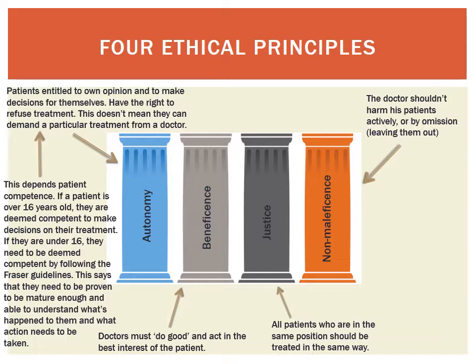If a patient is over 16 years old, they're deemed competent to make decisions about their own treatment unless proven otherwise, say like someone is disabled and can't make decisions for themselves. However, if they're under 16, they need to be deemed competent by following the Fraser guidelines. So they must be proven to be mature enough, and they also must be able to understand what's happened to them and what actually needs to take place. This also depends on the type of procedure the child is undergoing, because it's impossible for children to know what's going on.